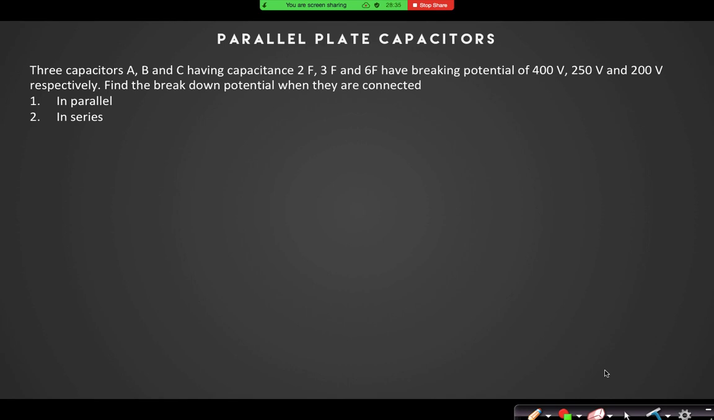2 farad, 3 farad, 6 farad have breakdown potential of 400, 250 and 200 volt respectively. Find the breakdown potential when they are connected in parallel and in series.